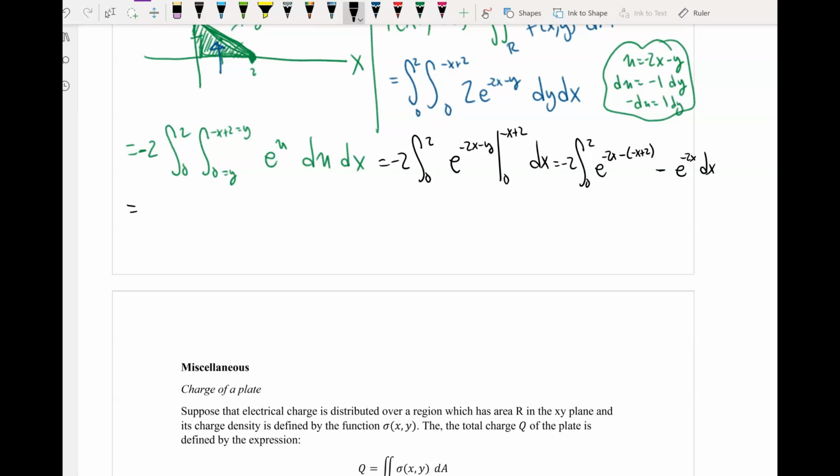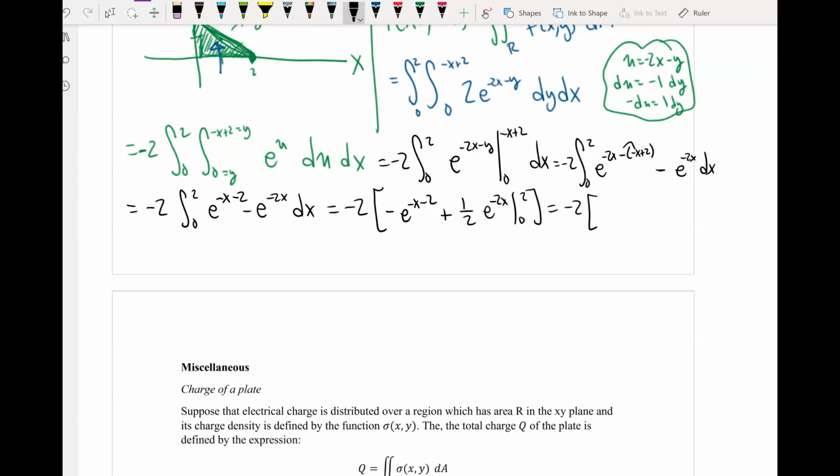So my first one, I'm going to have negative 2, integral from 0 to 2, e to the, so this was going to be a positive x, so that's going to give me a negative x, and that's going to be a negative 2, minus e to the negative 2 dx. And now I'm going to take the antiderivative of this, so we're going to get negative 2. This guy is just going to be negative e to the negative x minus 2. The other one's going to be positive 1/2 e to the negative 2x from 0 to 2.